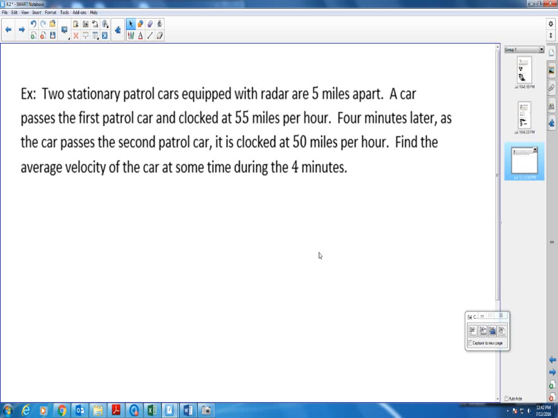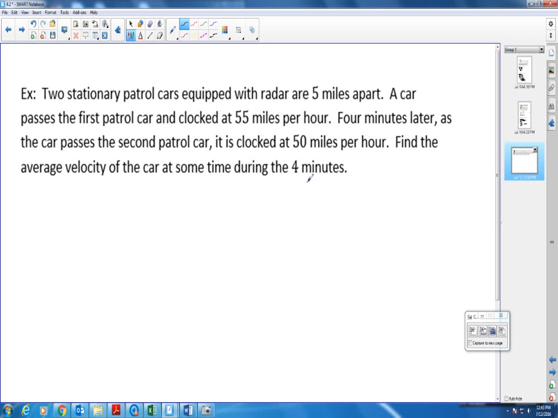Okay, what is the average velocity? And I think time has a lot to do with this. You get through 5 miles in 4 minutes. It's kind of fast. All right, so let's see how the mean value theorem can help us.